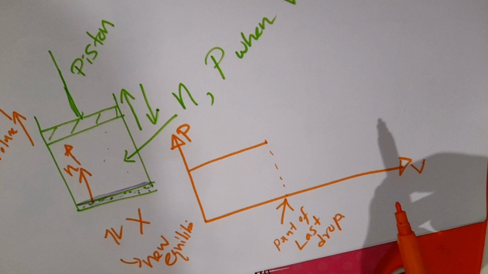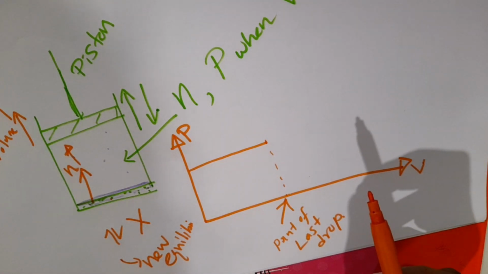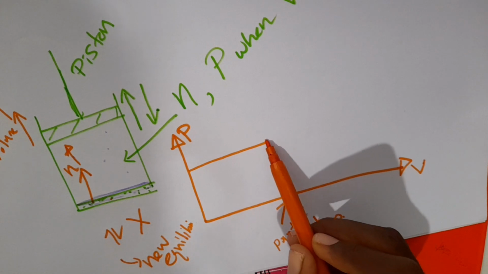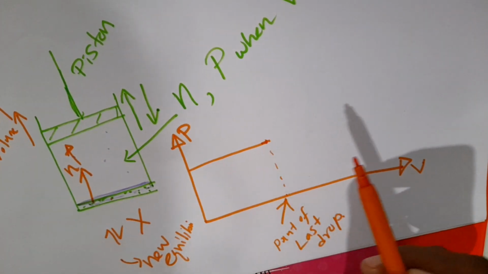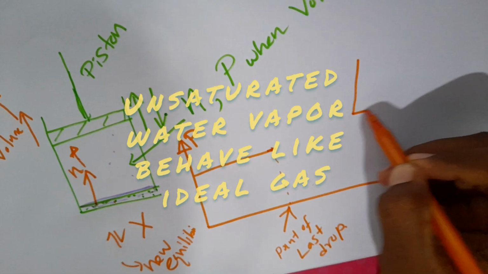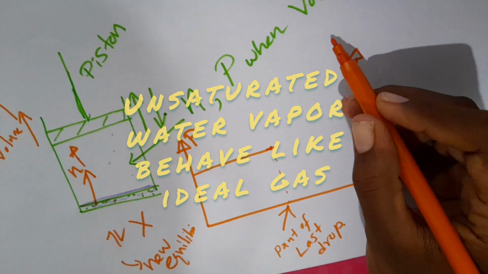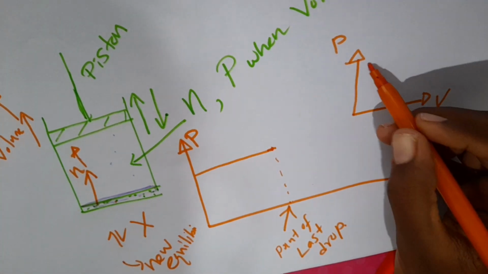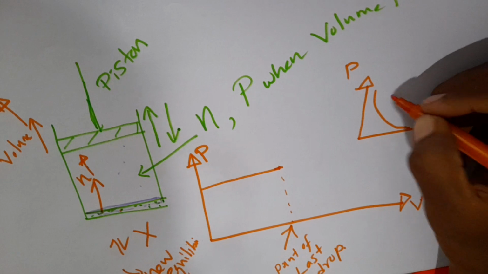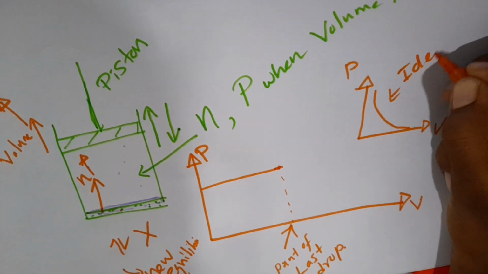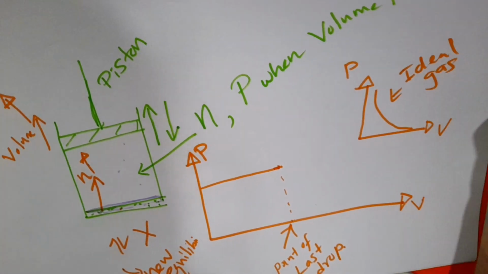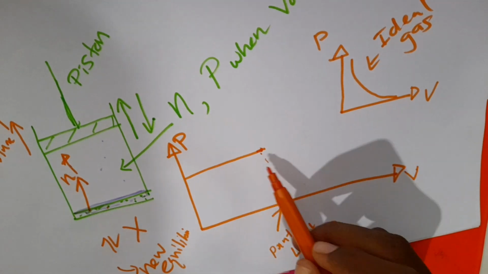Then we can say it is mostly like the behavior of a gas. Assuming this unsaturated water vapor is behaving like an ideal gas, then we can say it obeys Boyle's law. Then the pressure is inversely proportional to the volume. Then this graph will look like this.